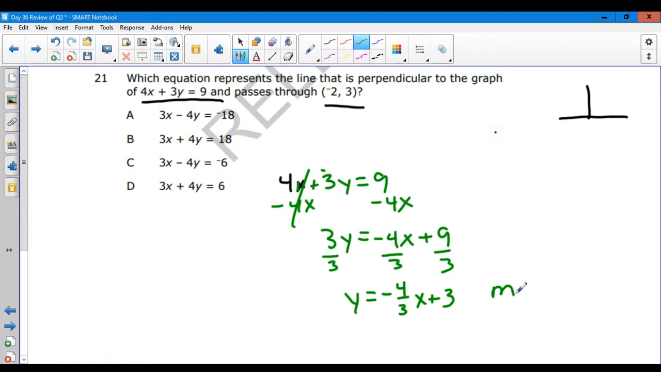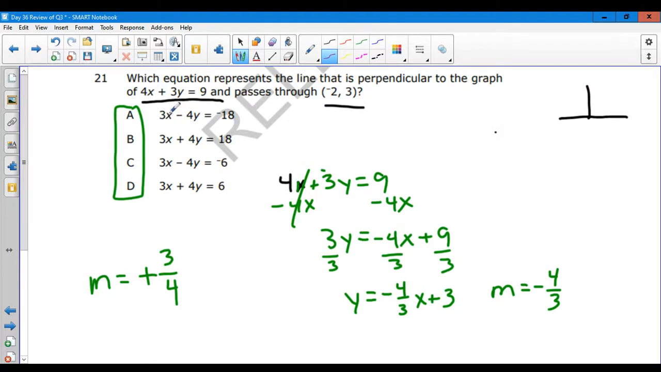And this equation is negative 4/3 x plus 3. Slope of negative 4/3. So I need to find in one of these choices a slope of positive 3/4. So I'll try one of the minuses first. I'll try this one. And technically, I'm trying this one at the same time because I'm just looking for a positive 3/4 slope.